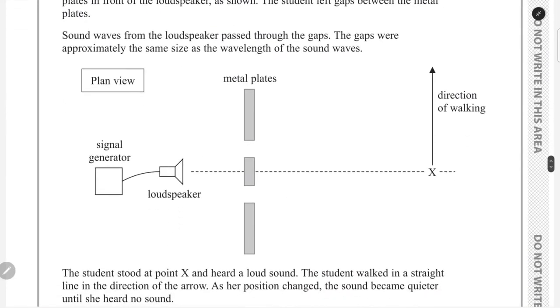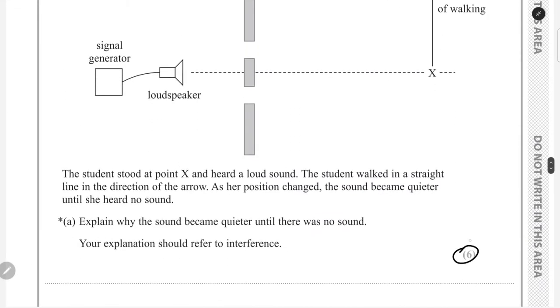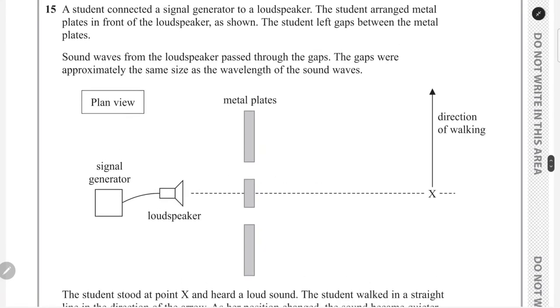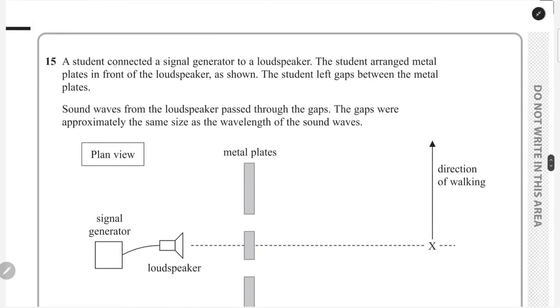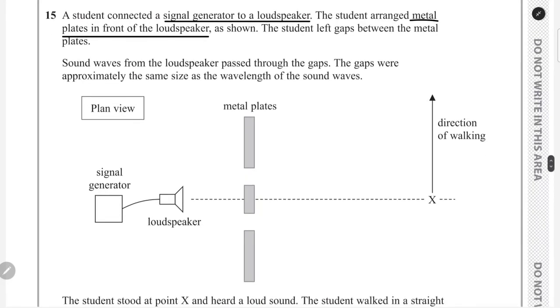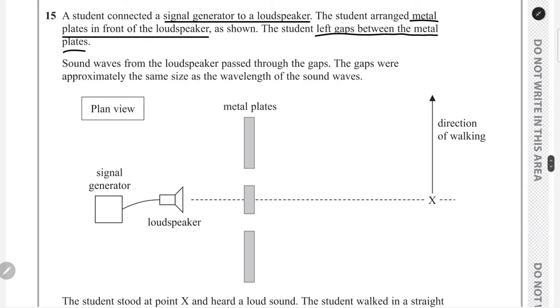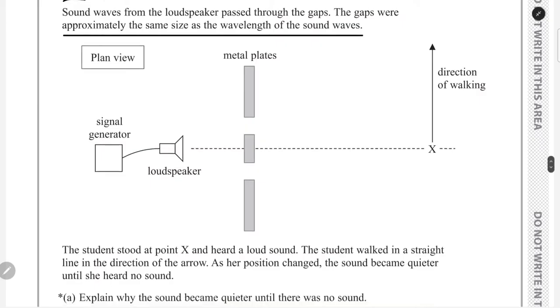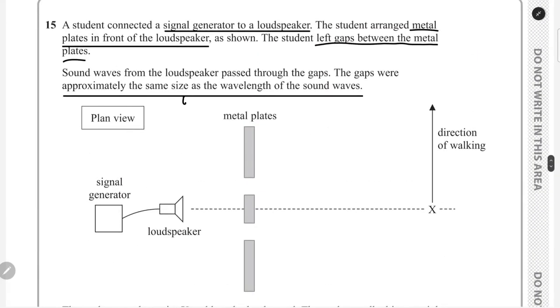Moving on to question 15. This is our 6 marker over here. Now we're told a story that a student connected a signal generator to a loudspeaker and arranged metal plates in front of the loudspeaker. This is a double slit experiment over here. We're told that the student left gaps between the metal plates. So these gaps, and the sound waves from the loudspeaker passed through the gaps, which were approximately the same size as the wavelength, so diffraction will be maximum. We know that from this part.